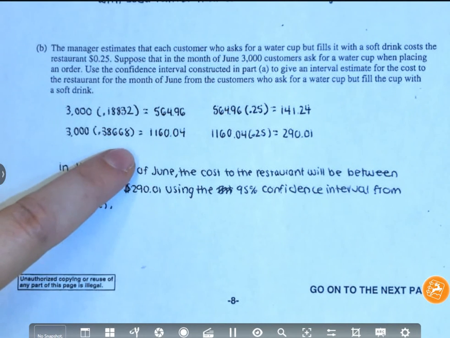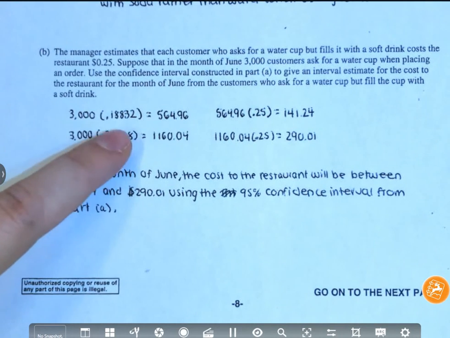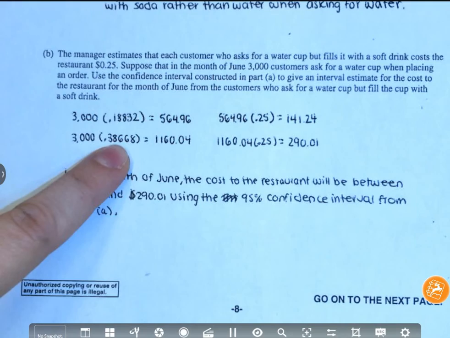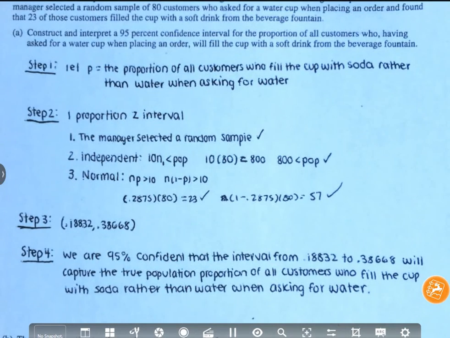They like to see the backup of the numbers so that you can justify where these things came from. So if you were off by a couple of cents on this, you would not get credit unless you showed your work. If you showed your work and you were off by a couple of cents, they'd give it to you.